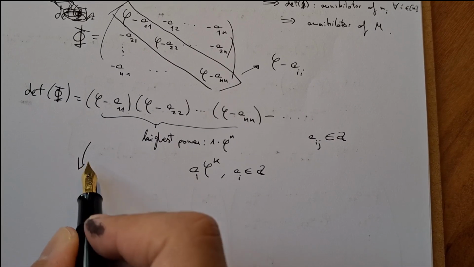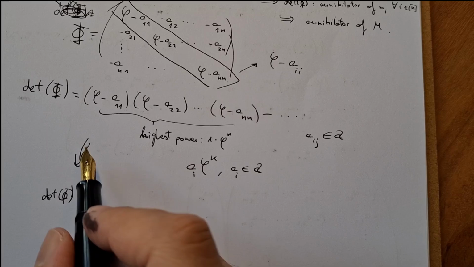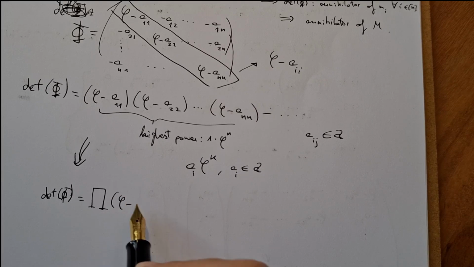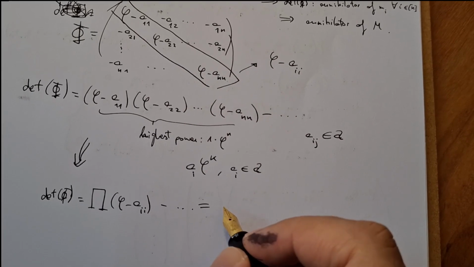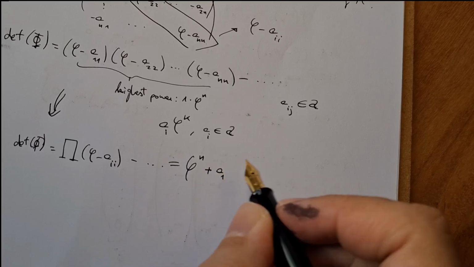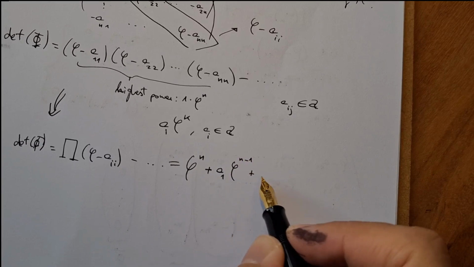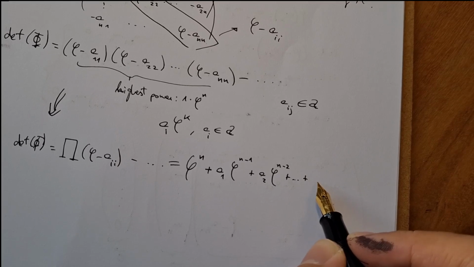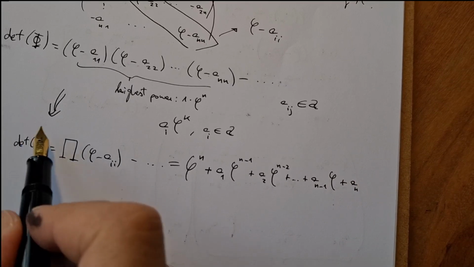So then what we will have is something like determinant of psi is equal to, well, we know that it comes from a product of psi minus a I, and then minus some other thing, and this will be equal to the following equation, which is psi to the power of n plus a sub 1, and a sub 1 is an element of the ideal A, multiplied by psi to the power of n minus 1 plus a sub 2, multiplied by psi to the power of n minus 2 plus etc. plus a sub n minus 1 multiplied by psi plus a sub n. So this is the determinant.